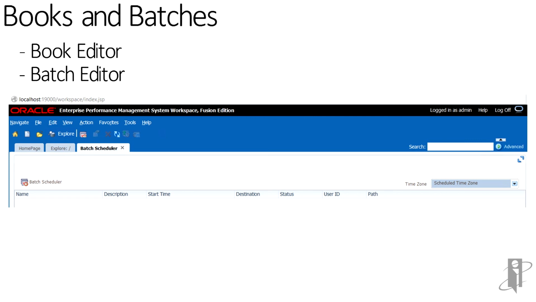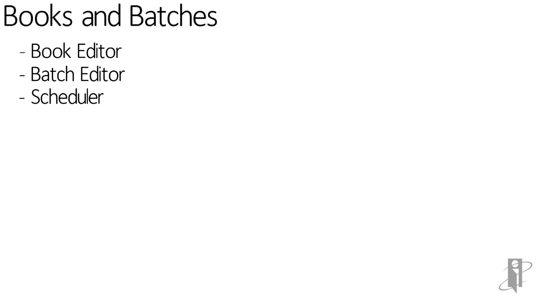If reports included in a batch have prompts, the prompts must be answered when the batch is created. Batches can be executed manually or scheduled. Scheduling batches makes report creation and distribution automatic. Use the scheduler to schedule a batch and view the status of batches that are scheduled for processing.